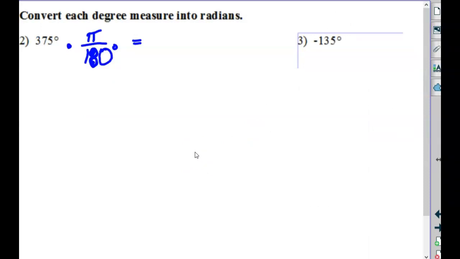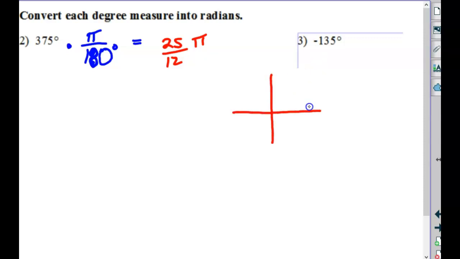Okay, so what did we end up with? 25/12? But we didn't type the pi in on purpose because it would have changed it to a decimal. So we have to leave the pi as part of our answer, or we'll get it wrong. The same with the negative on this one, guys. You have to leave the negative.